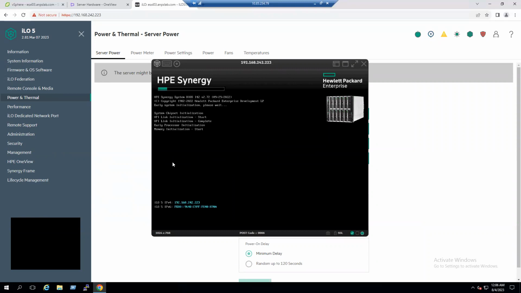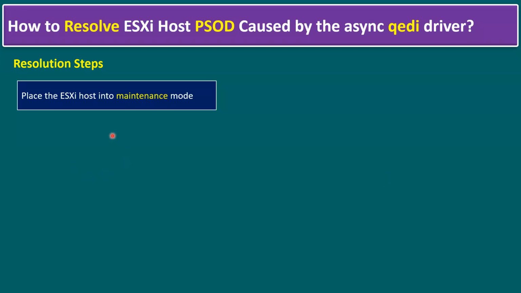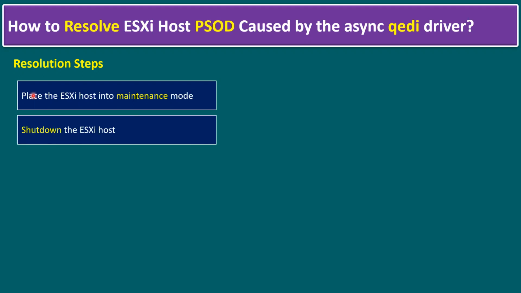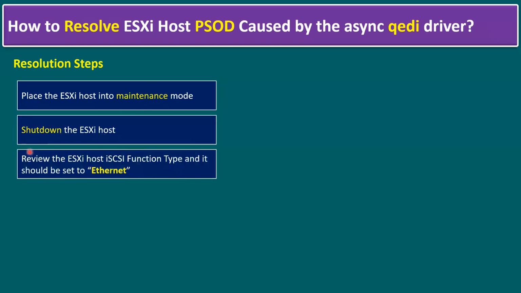So in the meantime, until the ESXi host comes back online, let me explain a few points from the slide. Whatever tasks we performed, I just highlighted in our slide. We placed the host into maintenance mode, we shut down the ESXi host, and we reviewed the ESXi host iSCSI function type, and it should be set to Ethernet.